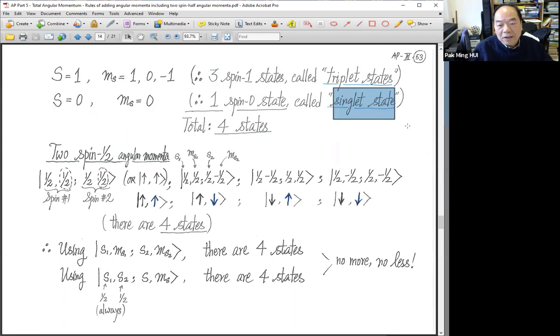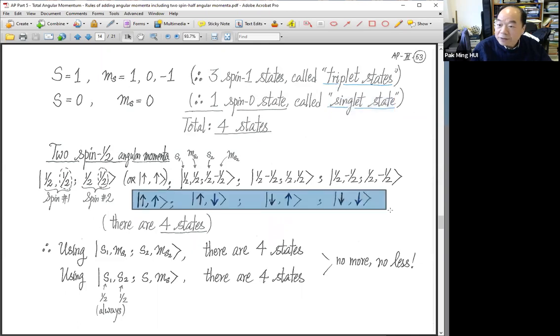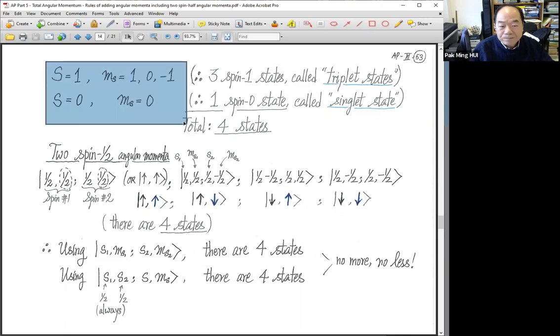Singlet state. Altogether 4 states, okay? As I said, no more, no less. If you don't add them up, you will have 4 combinations anyway, right? Therefore, you linearly combine these 4, you will get these 4, all right?